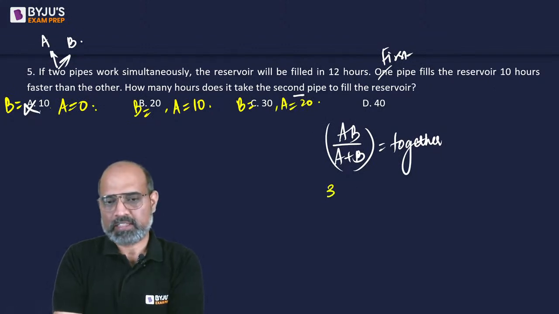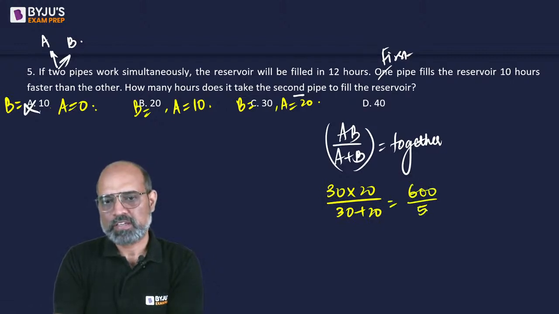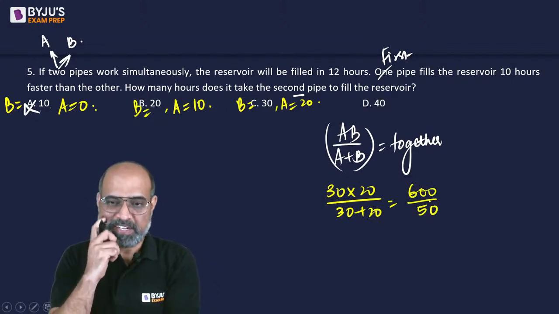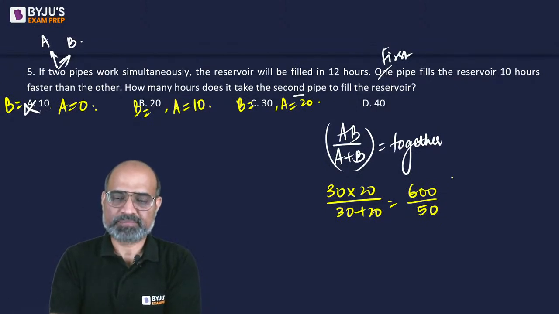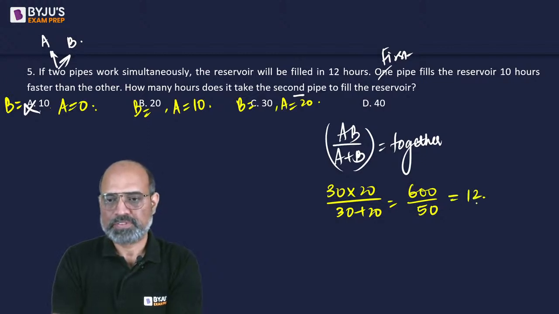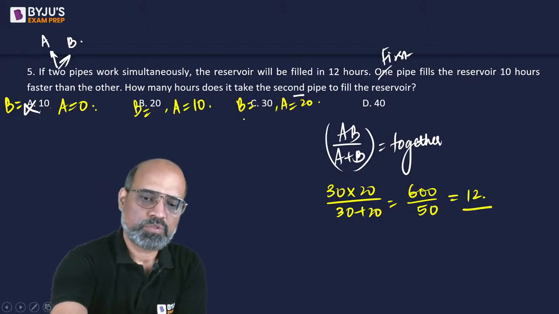So let's check this one. 30 into 20 divided by 30 plus 20. This is going to be 600 by 50. 600 by 50 is going to be 12. So C will be the answer.